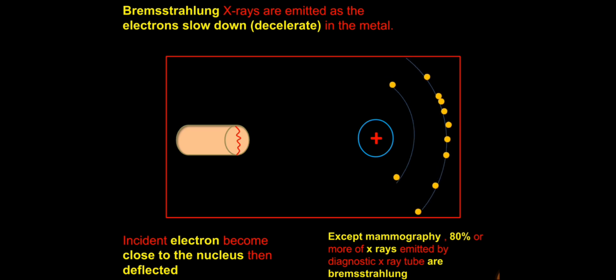Then the bremsstrahlung X-rays are emitted as the electrons slow down in the metal. The incident electron becomes close to the nucleus, then is deflected.